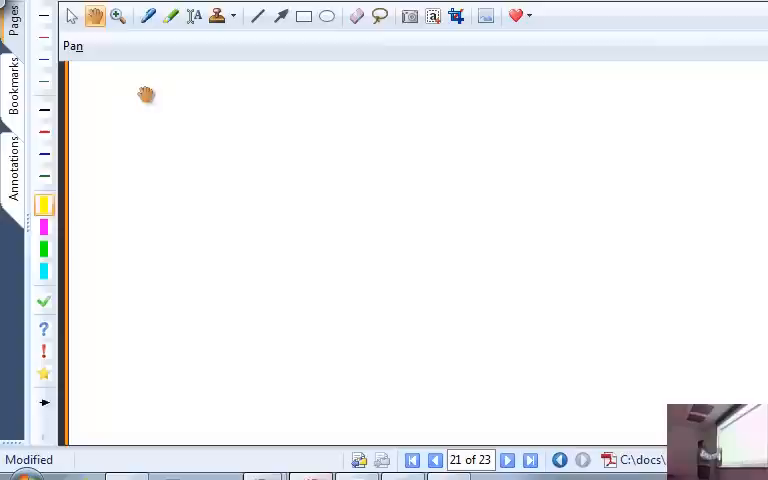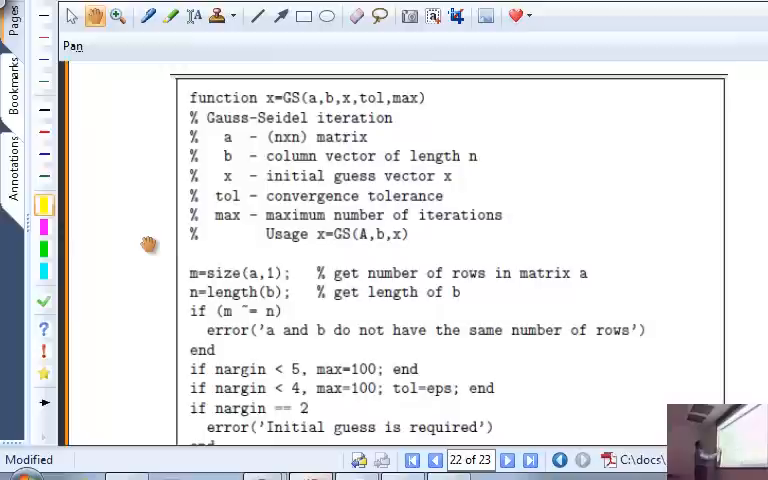So here is the piece of code for Gauss-Seidel iteration, where you input the matrix A, the vector b, an initial guess x, and some sort of a tolerance to decide when it has converged. You might put a number like 10 to the minus 7. Then what you will do is you will take the norm of Ax minus b, which is your residual. And if that norm is less than 10 to the minus 7, or whatever tolerance that you specify, you will terminate the iteration.